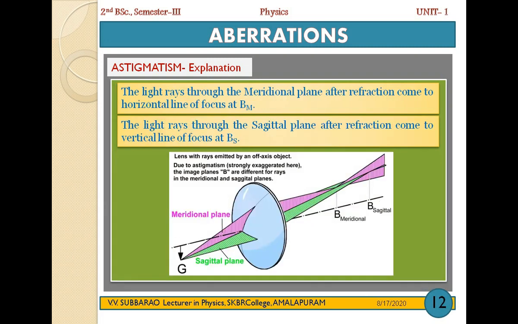The meridional and sagittal planes are geometrically shown here. This vertical plane is the meridional plane and this horizontal plane is the sagittal plane. The light rays incident on the meridional plane after refraction come to focus at the horizontal line at BM, and the light rays incident on the sagittal plane after refraction come to vertical focus at BS.